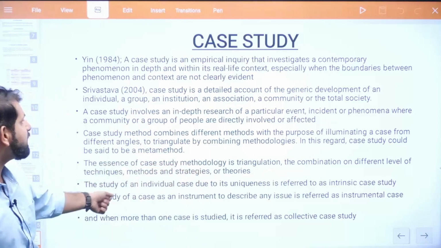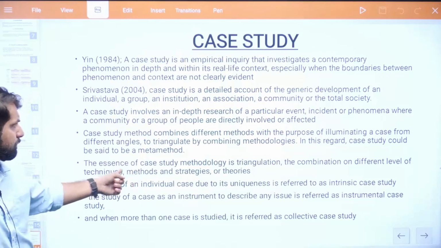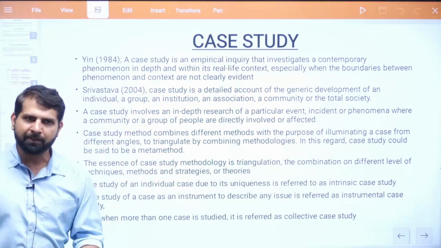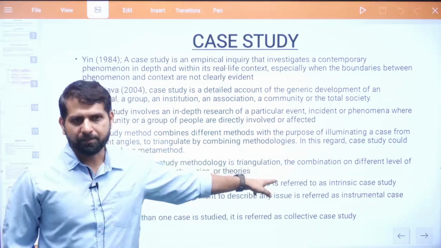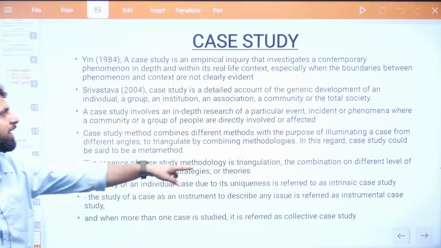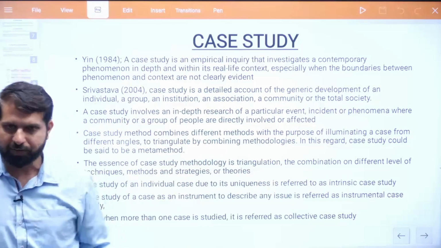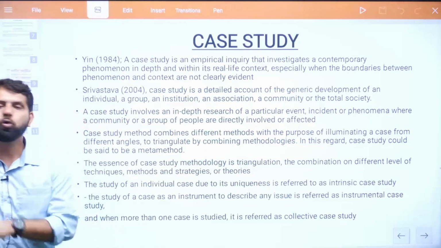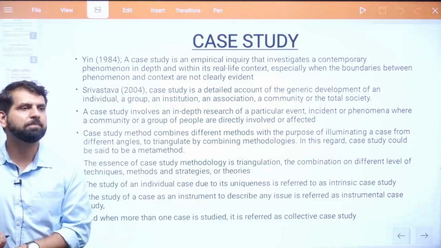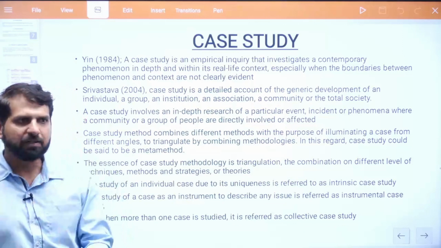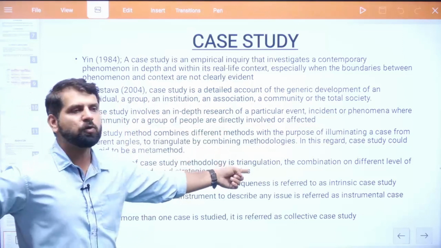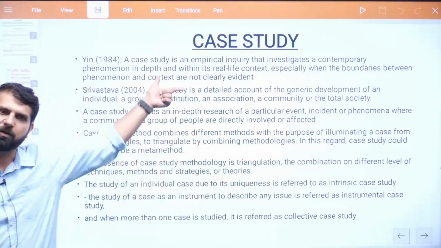One point. Second is due to combination of different methods, you have triangulation in place. So it is a meta method as well as it is a method of triangulation, where there is a combination of different level of techniques, methods and strategies and theories. So whenever you are combining two or more methods, theories in one place, a triangulation process is in place. Okay, so whatever you are researching, the social unit on which you are performing your case study, you do it with a meta method as well as through a process of triangulation. So these two are important aspects of your case study.